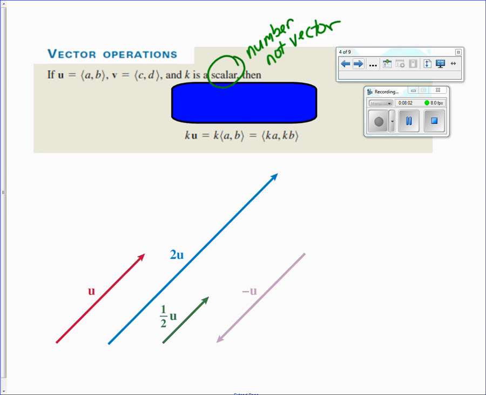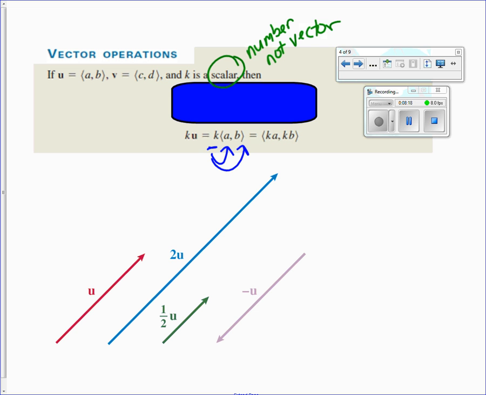We are just going to distribute the scalars. You can see here when you have a number outside of the parentheses, you're just going to distribute it, and you're going to multiply it by the x-coordinate, multiply it by the y-coordinate. And what this is going to do is it's going to stretch or shrink your vector.